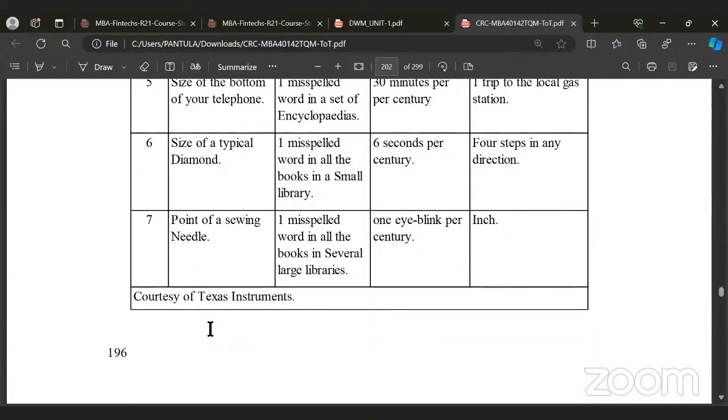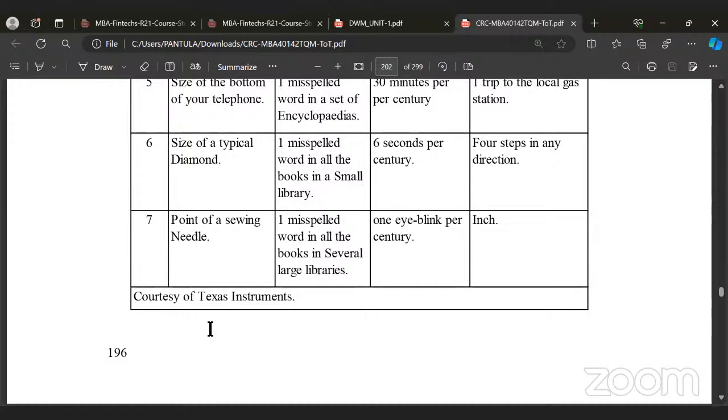The point of a sewing needle. The needle point is there, right? That point. One misspelled word in all the books of several large libraries. That's very important. One eye blink per century. An eye blink is a fraction of a second. Now we are going to travel an inch.